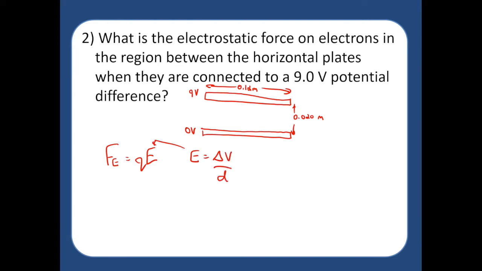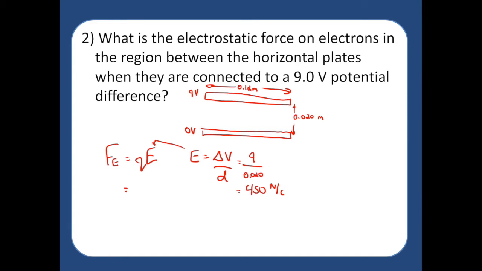Now that distance is not the length of the plates, it's actually the distance between the plates. So if we plug in our values for our potential difference of 9 volts and our distance between the plates of 0.020 meters, we get an electric field strength of 450 newtons per coulomb. That will be the field strength that we use when we go to calculate the electrostatic force.